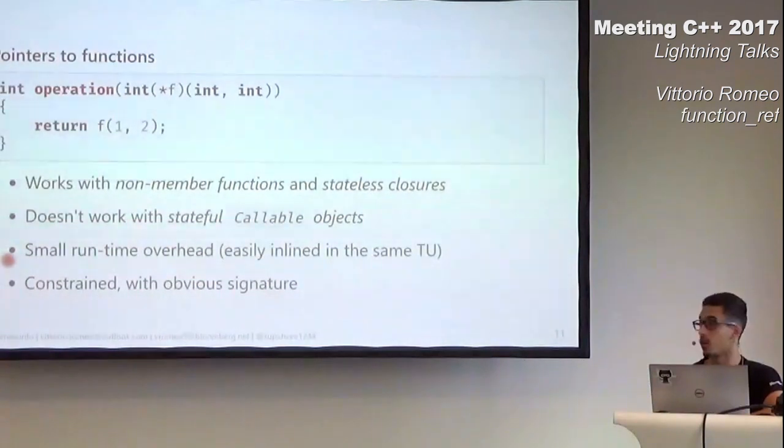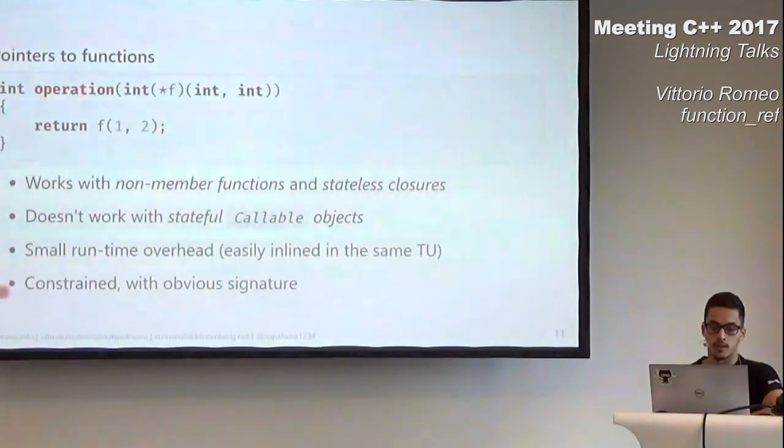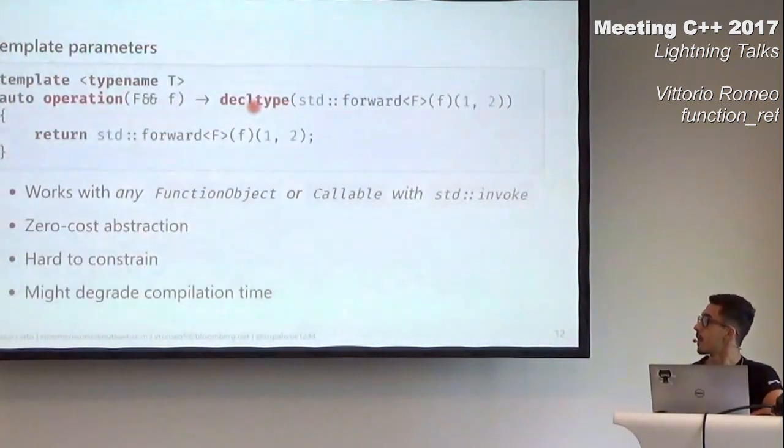If you play around in Godbolt, you'll see that in the same translation unit, this is easily inlined by the compiler. And it's constrained with an obvious signature, because you can say that it's returning int and taking two integers. And if you pass something that doesn't match this signature, the compiler is just going to throw an error, and it's going to be easy to detect what the problem is.